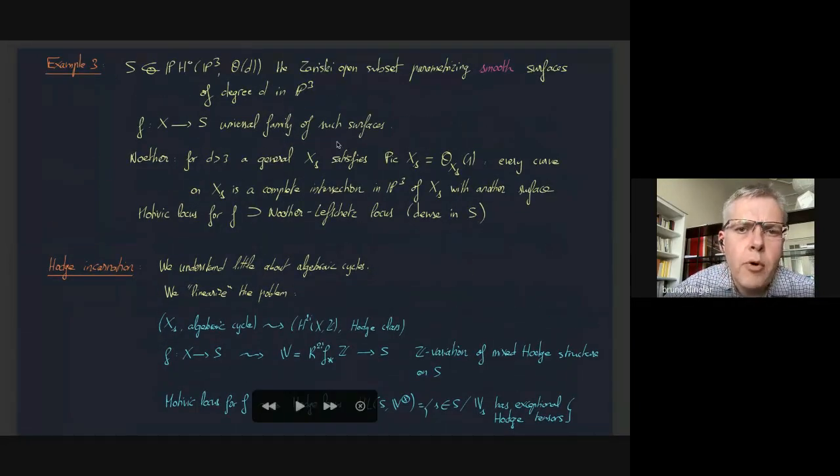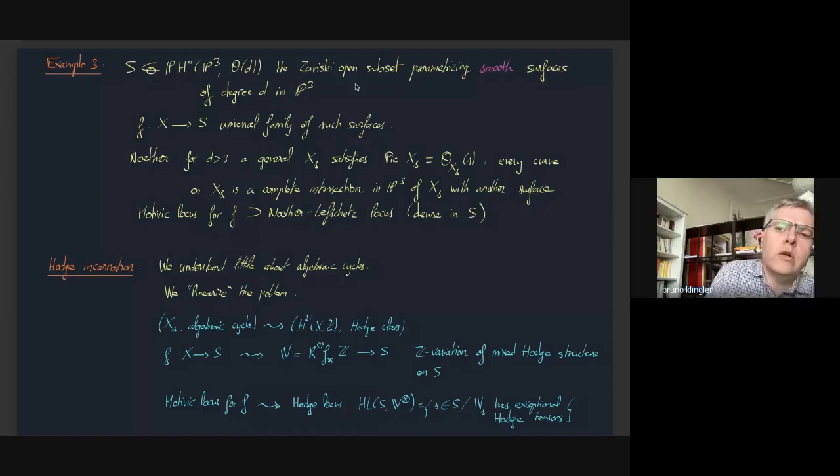And maybe a third example is, let's consider for your base S the locus of smooth surfaces of degree d in P3, where d is a positive integer. This S is an open subset in a projective space corresponding to your linear series. And you have the universal family of such surfaces over S.